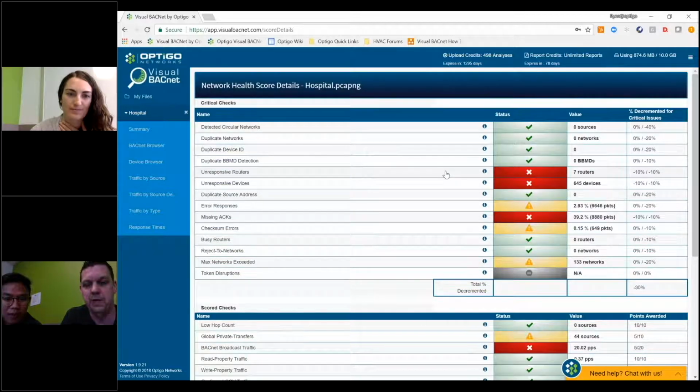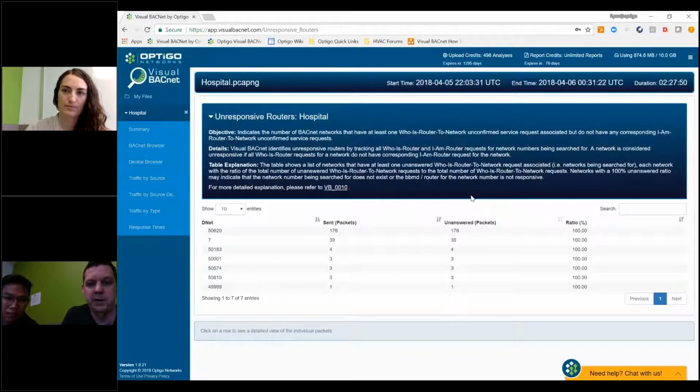Right here we can see we have 7 unresponsive routers. So let's tackle that first. When we say unresponsive, we don't mean offline, because we don't actually know. What we know is we looked for who is router and nobody answered our question. So that's why these are showing up. You can click on the line and it'll spit out the answer.